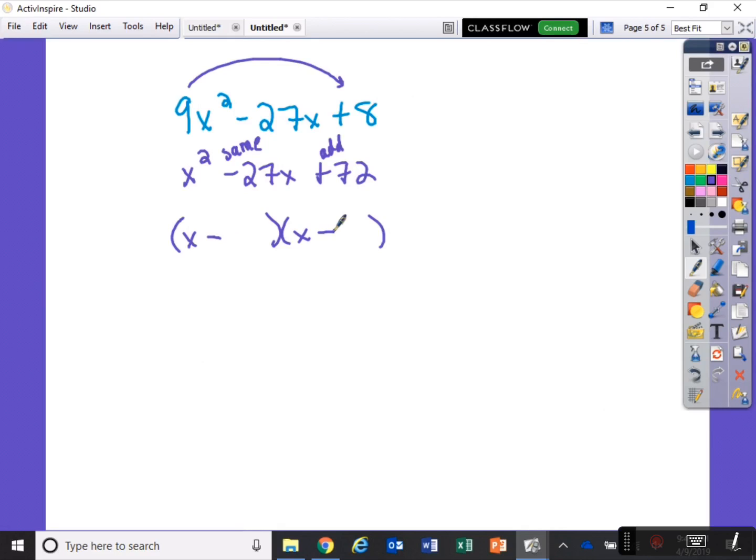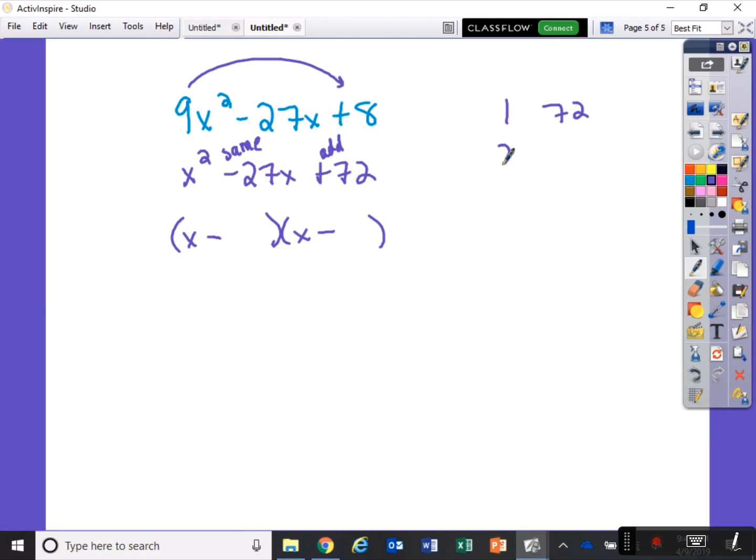Now we have to find factors of 72 that add to make 27. Again, we're not looking at negative 27 because we already took care of the negative part, right? We're just looking for factors of 72 that add to make 27.